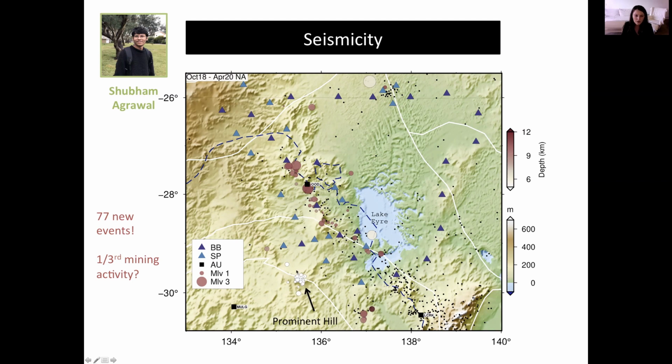Around a third of the events are associated down here with this cluster, and this lies right on top of Prominent Hill, so we think that that's related to mining activity in the area.